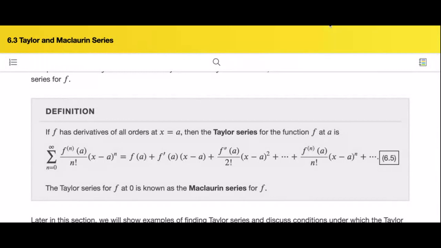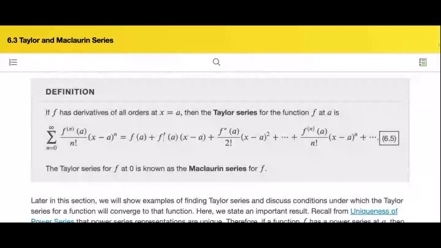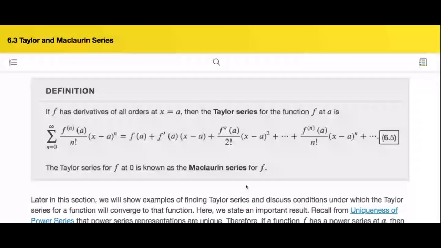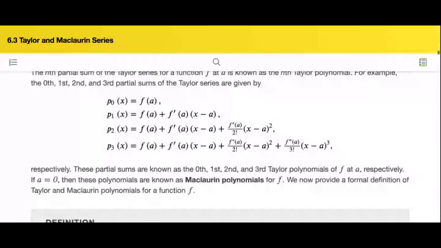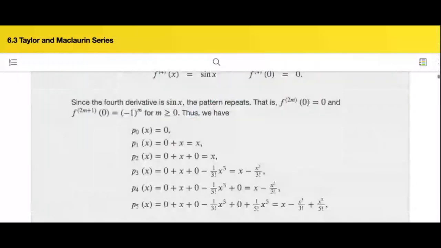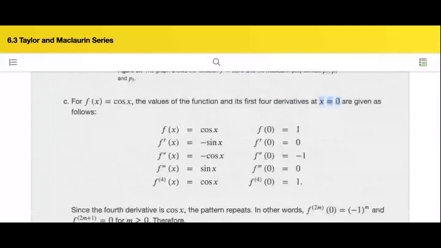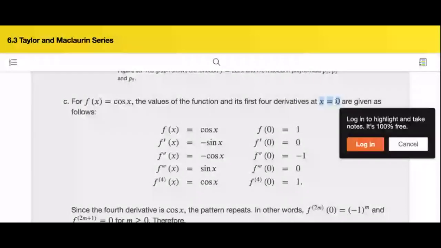So now come back to the question. Now we want to do cosine x, right? So let's do cosine x again. Our function is cosine x. We need to find the first order derivative, second order derivative, third order derivative, then evaluate at the center. Okay, so now let's do cosine x centered at 0, so x equals 0. Actually this will be a Maclaurin series, right?